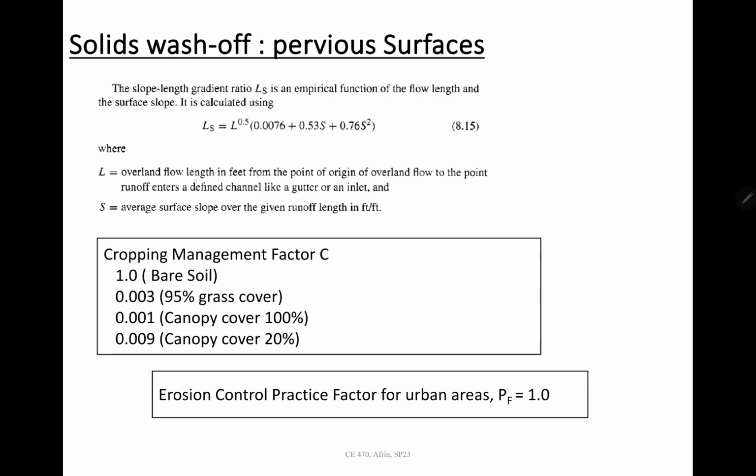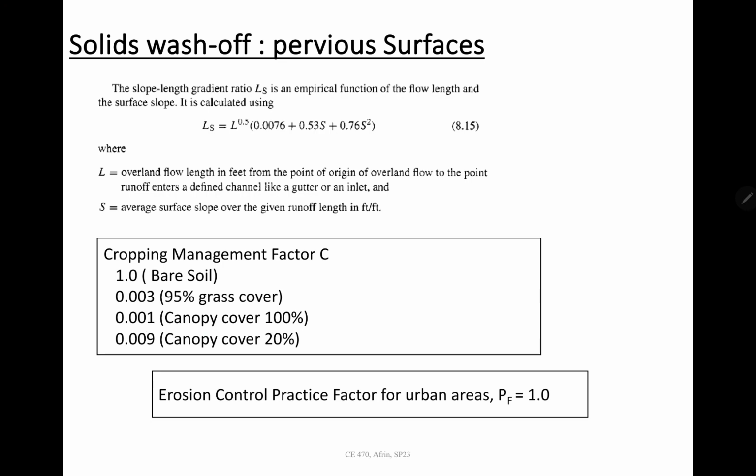So that's how you can find the slope length ratio LS. L is the overland flow length in feet from the point of origin of the overland flow to the point where runoff enters a defined channel like a gutter or an inlet. And S is the average surface slope over the given runoff length, feet over feet. Cropping management factor C is 1 for bare soil, where there is nothing, and 0.003 for 90% grass cover.